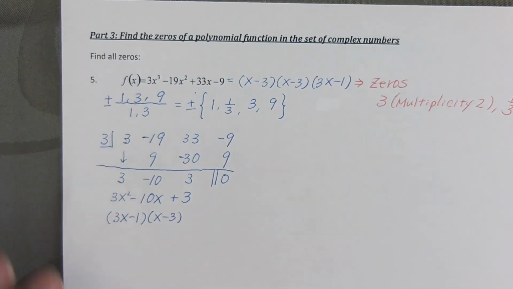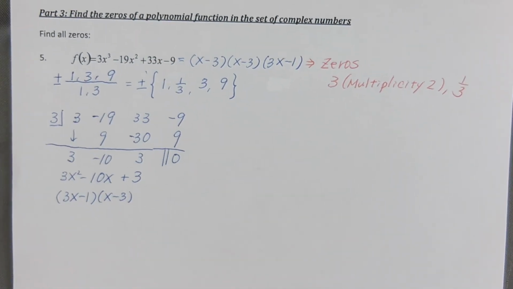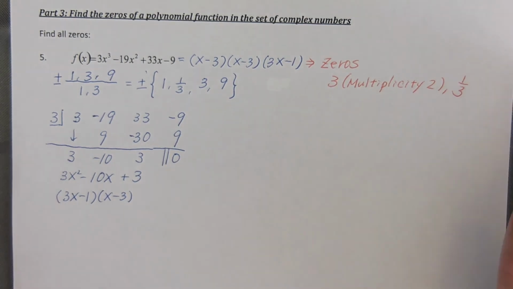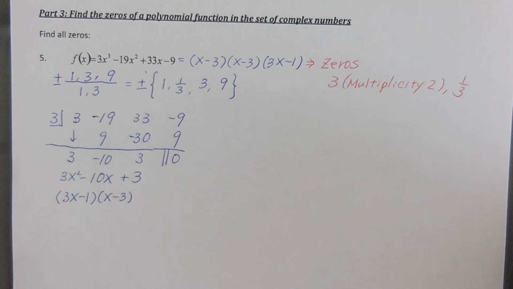Number 5, we're going to find all the zeros of this polynomial function. And by the way, all real numbers are also complex numbers, so even if we don't end up with an i, every number that you can even imagine with the i or without the i is called a complex number, because the real numbers are just a subset of the complex numbers.